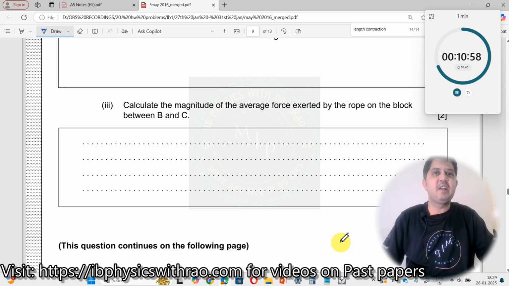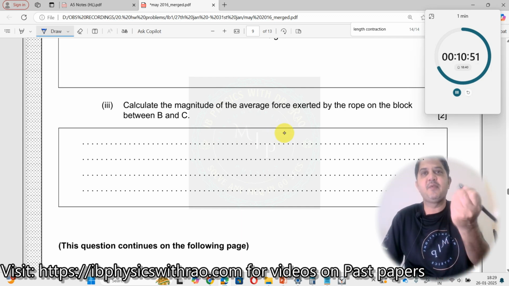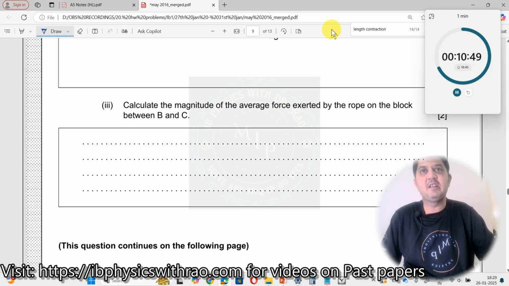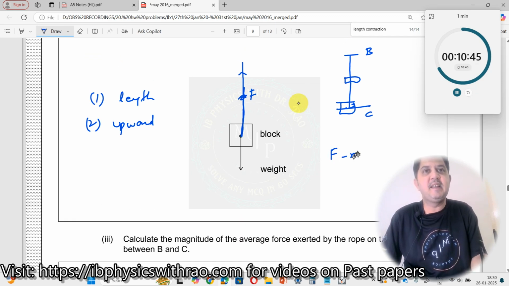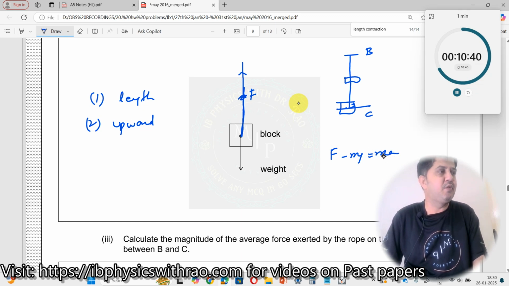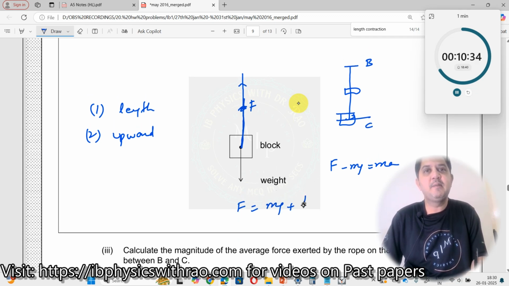Then calculate the magnitude of the average force exerted by the rope on the block between the points B and C. So what is being asked is the net force. If I draw the free body diagram for this, I can now write F minus mg is equal to ma. What is this ma? Ma you already found out, which is nothing but the net force. So I can now write F is equal to mg plus F net. This is what we have.